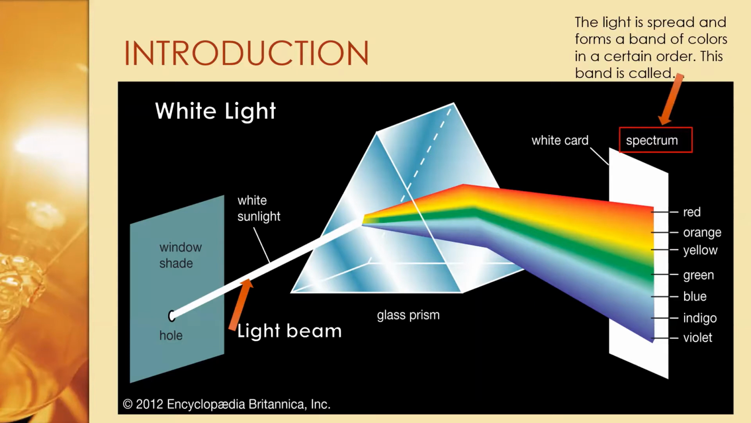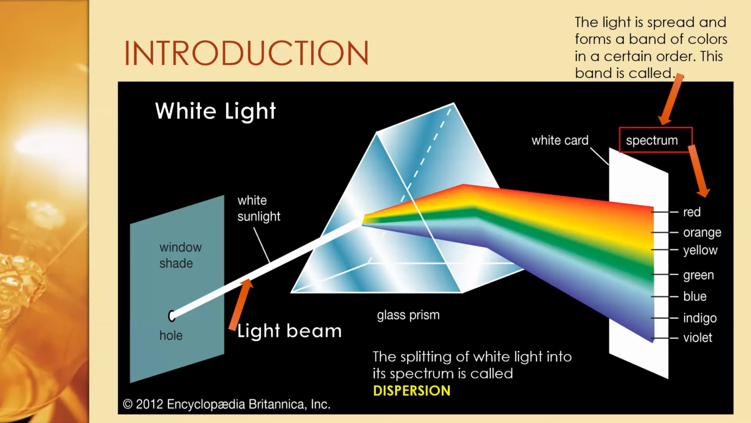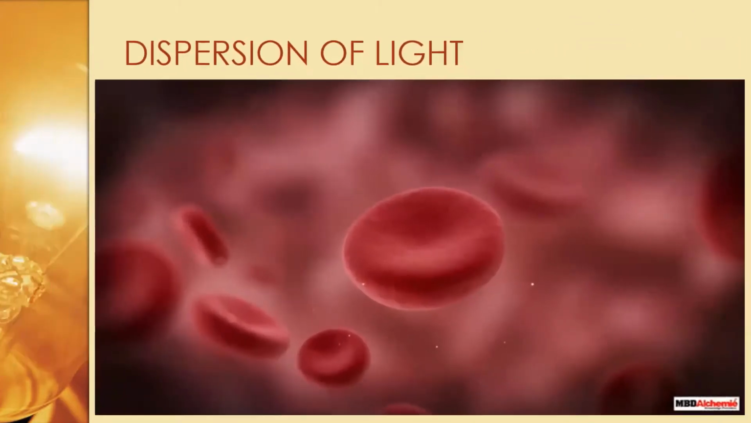The colors in the spectrum are red, orange, yellow, green, blue, indigo or azure, and violet. This shows that white light consists of these 7 colors. The splitting of white light into a spectrum is called dispersion. Now, let me just play this video for your further learning about dispersion of light.